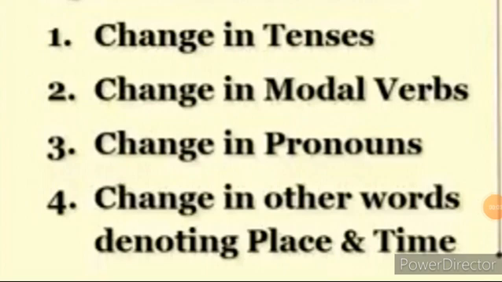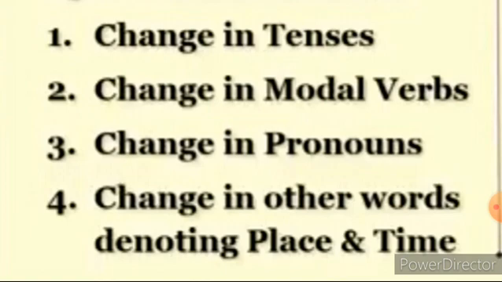Children, there are certain rules to change a sentence from direct to indirect. The first one is change in tenses. Second one, change in modal verbs. Third one, change in pronouns. And fourth is change in other words, that is, words denoting place and time. These are the changes you have to execute while converting a sentence from direct to indirect.